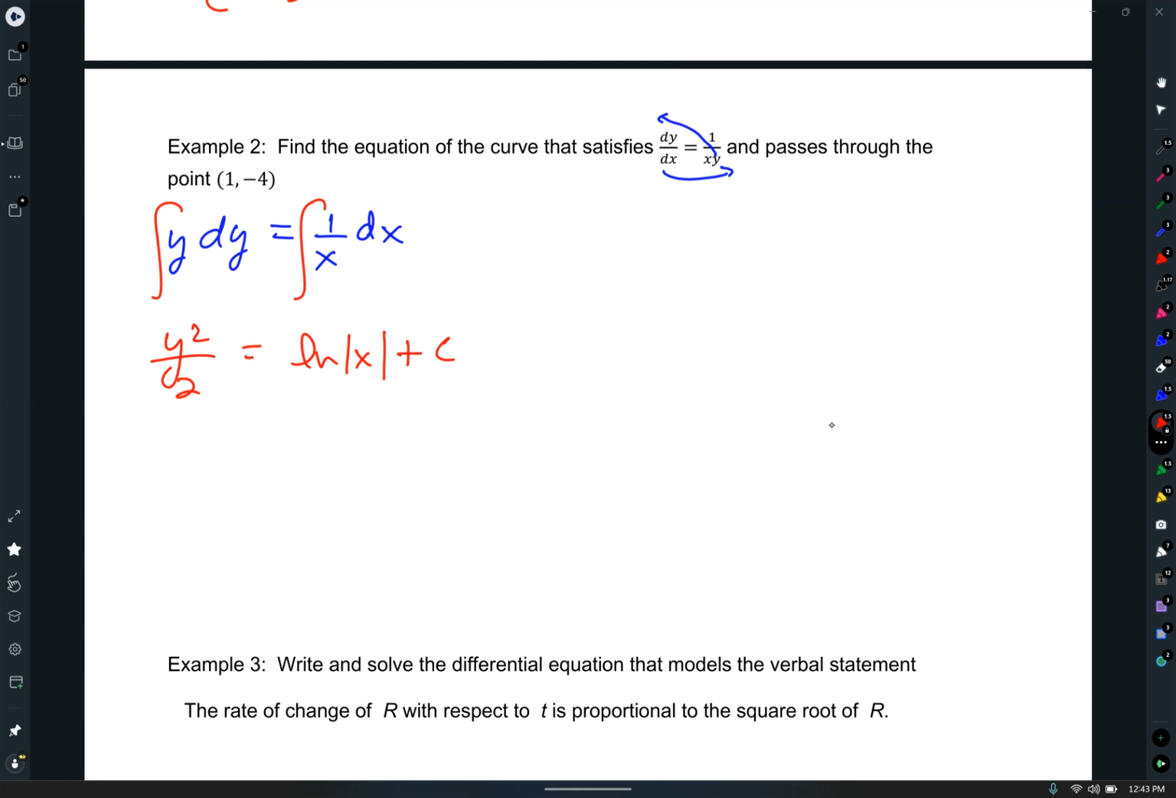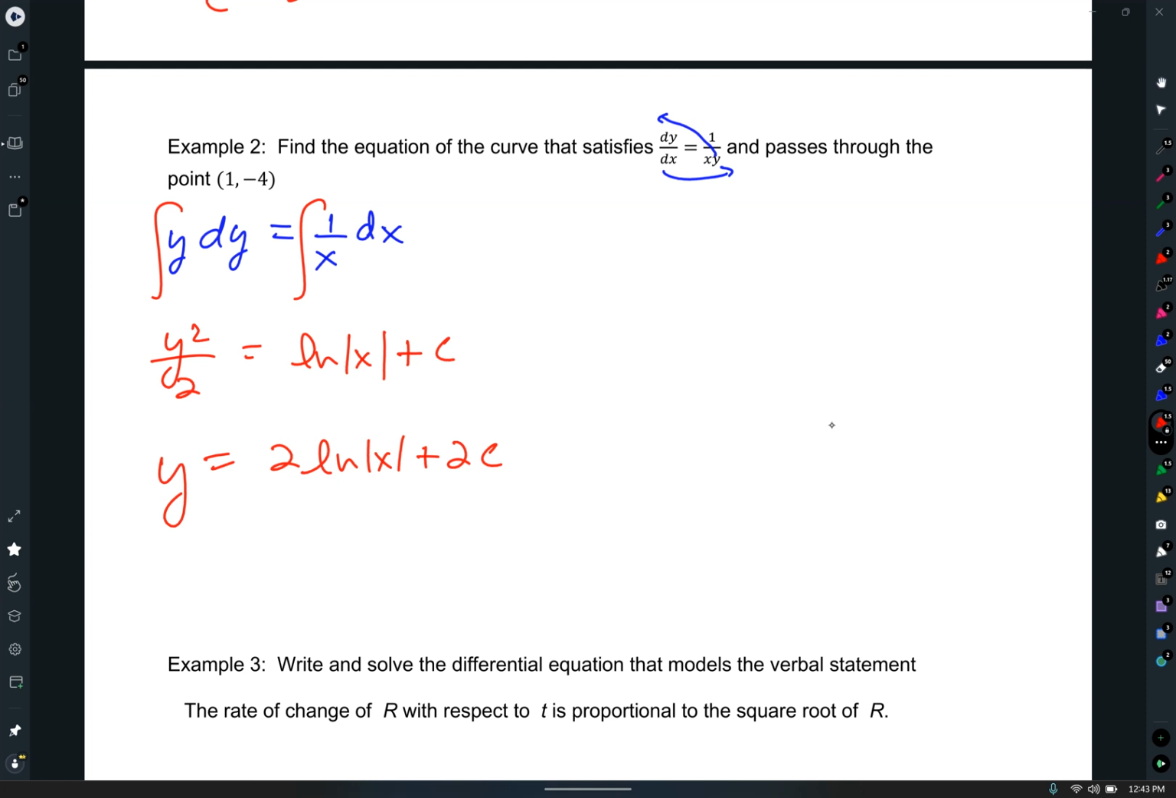So step 1, separate. Step 2, integrate. Step 3, solve for y. So don't I just multiply by 2 and take the square root? Everybody with me? So y equals, now I'm going to multiply by 2 separately because I want to show you something. If I multiply by 2, it's 2 times the whole thing, right? So just watch for a second. So I could say 2 natural log of x plus 2c, but I want to show you something. Don't write.